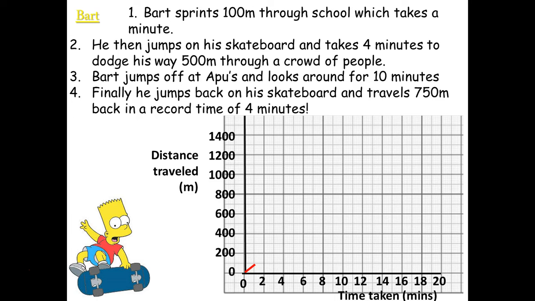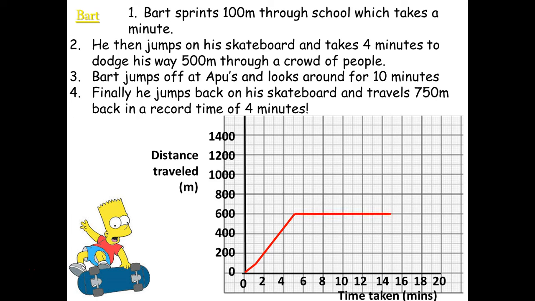It's going over 1 minute and up to 100 meters. Then he jumps on a skateboard, and in 4 minutes, he goes 500 meters through a crowd of people. This looks like he is going faster. I see that the slope is steeper. He then jumps off at Apu's and looks around for 10 minutes.